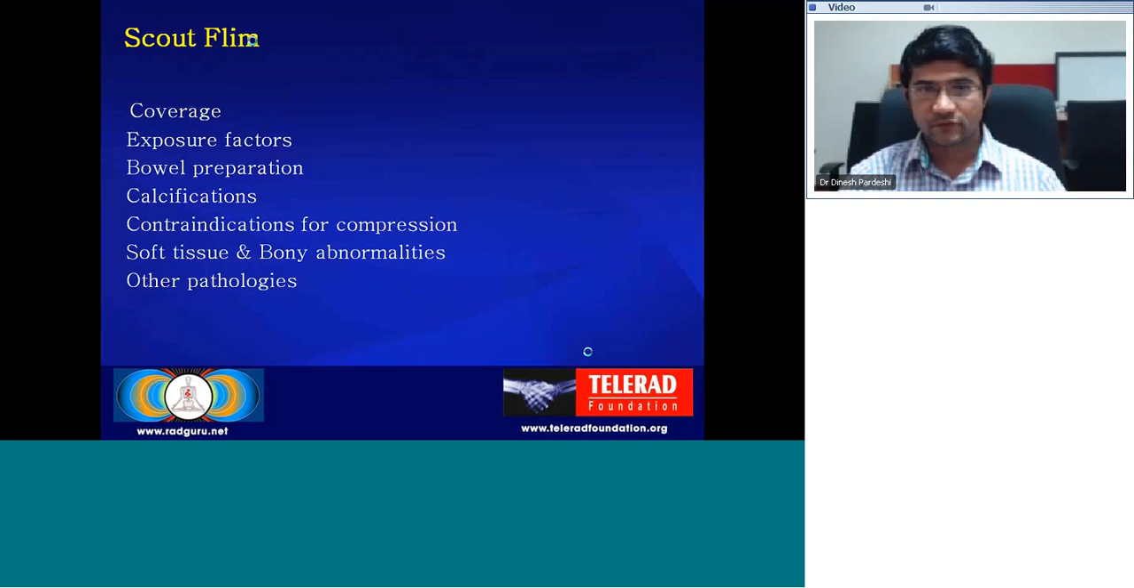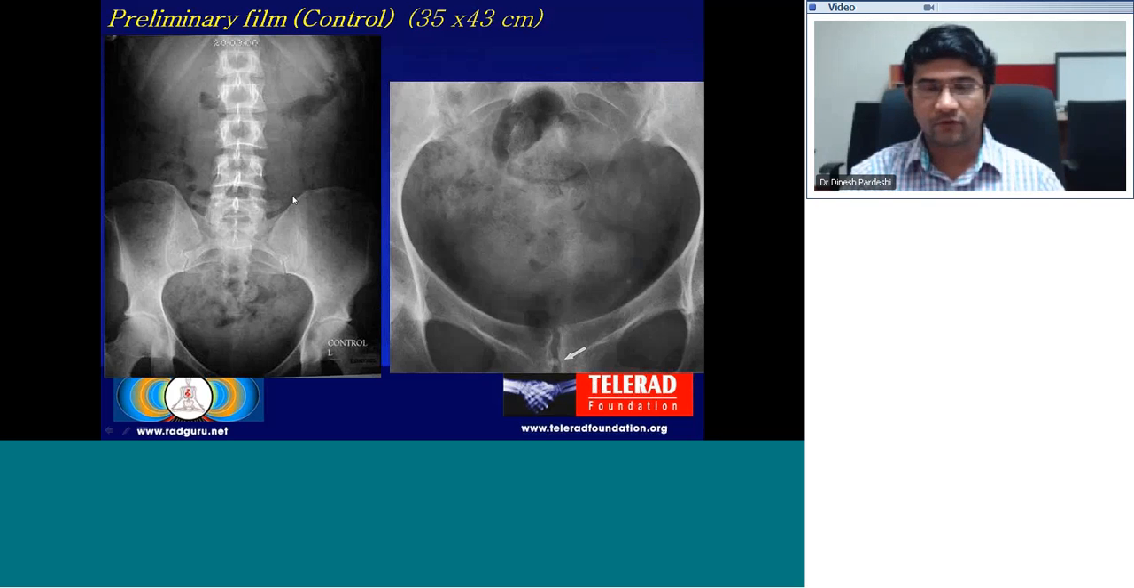Now the role of the scout film is, it should be evaluated for the area of coverage, which we have seen. Second thing, it also gives an idea about the bowel preparation. In this case, very nice bowel preparation, less bowel gas. So the chances of missing a finding during the nephrogram or pyelographic phase will be very less.